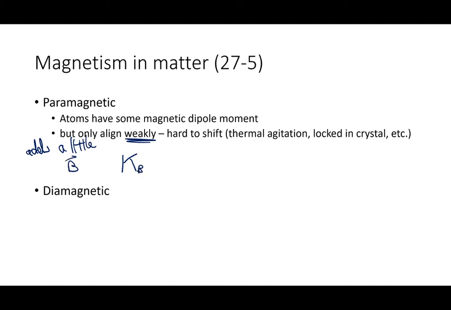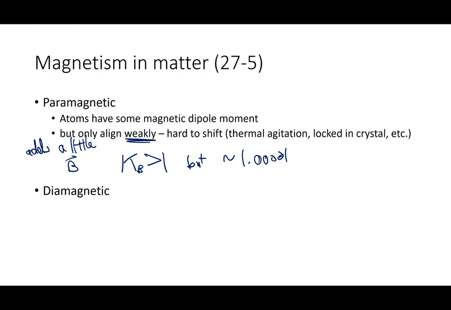So your kappa B would be greater than 1, right? Because you're making your field bigger. But typically they don't go very much more than 1. It's on the order of 0.0001 kind of thing. They're fairly small.